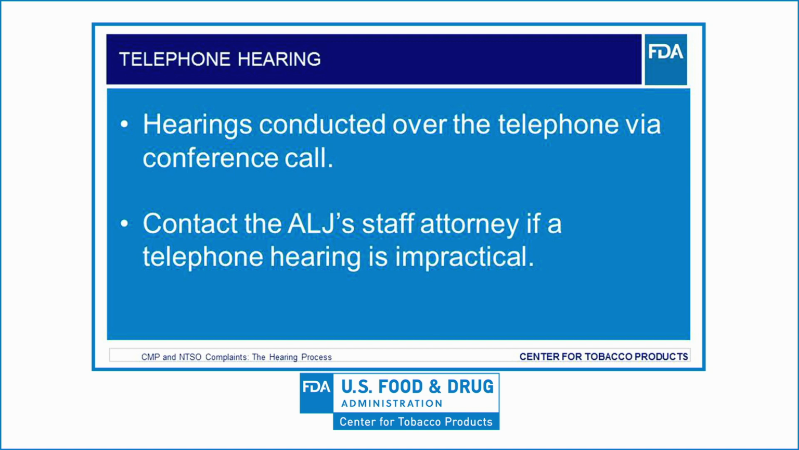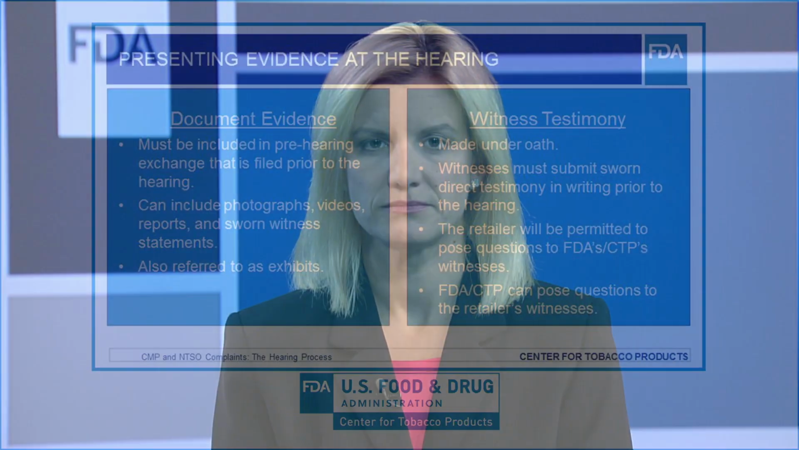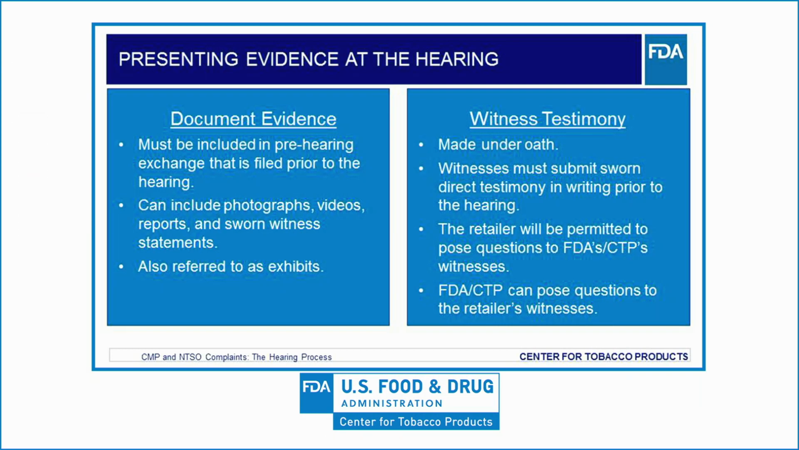All participants and witnesses are required to call a conference call number. The ALJ will send you a document with the hearing date, time, and the conference call number. If you have special circumstances that would make a telephone hearing impractical, please contact the ALJ staff attorney as soon as possible. As a reminder, the staff attorney's contact information can be found in the pre-hearing order. During the hearing, the parties can present evidence in the form of documents or through witness testimony. Documentary evidence is included in the parties' pre-hearing exchange that is filed prior to the hearing.